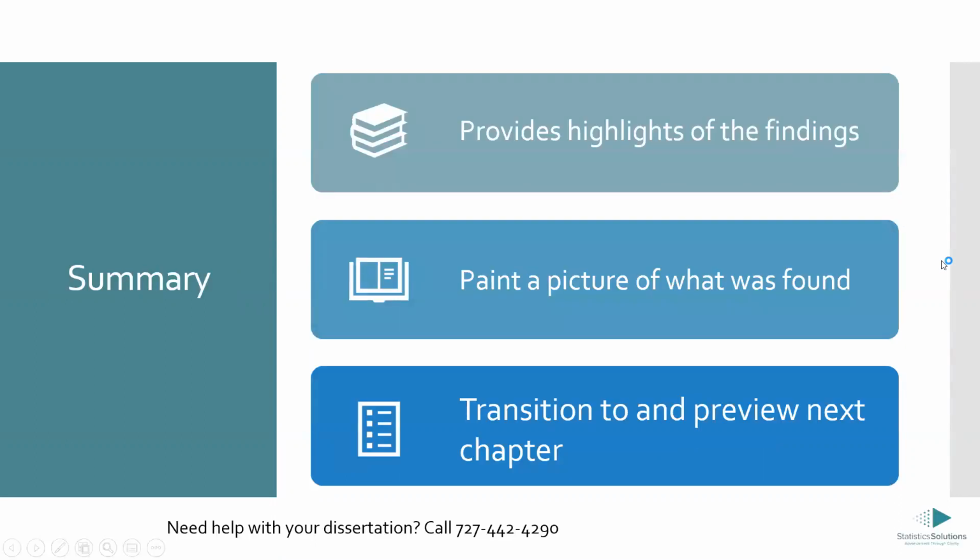And then finally, you will include a summary. Again, like with your other chapters, it's fairly formulaic. You want to highlight your findings and sketch out an overall picture and reminder of your key results and insights that you found in your study, and then transition to the next chapter, which is probably your discussion chapter.